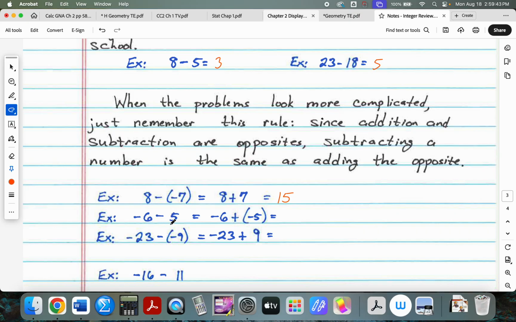Negative 6 minus 5, well, that's minus a positive, so I can change that to plus a negative. Anytime I'm subtracting, it's the same thing as adding the opposite. So I can add the opposite of 5, which is negative 5. So that's negative 11.